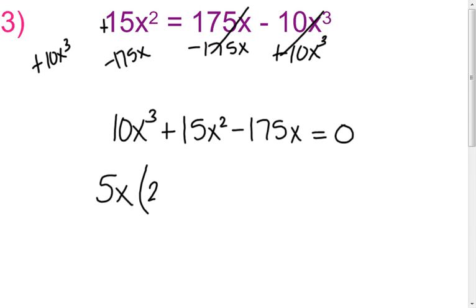And then 5x times 2x squared gives me 10x cubed. 5x times 3x gives me 15x squared. And 5 times negative 35 gives me negative 175x.